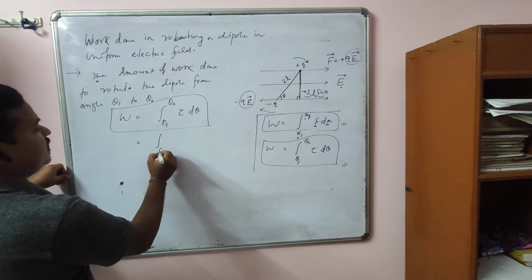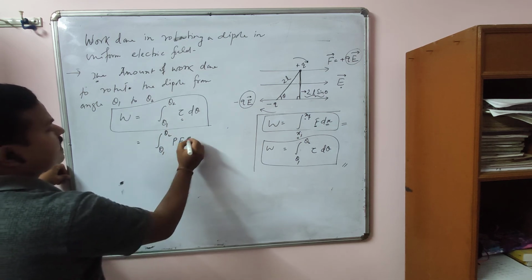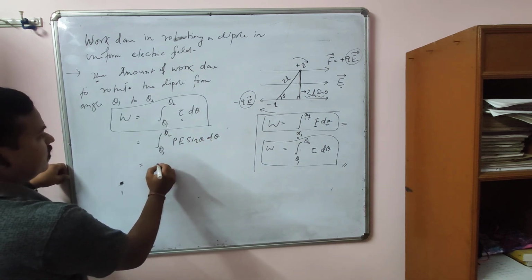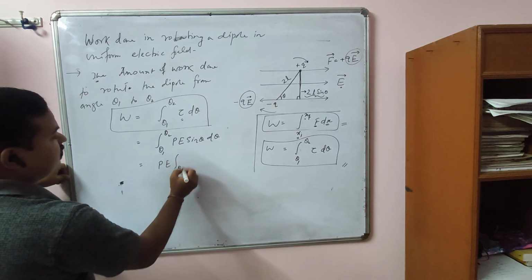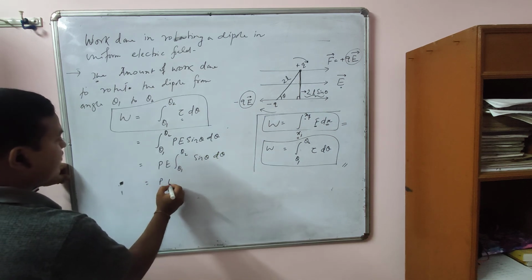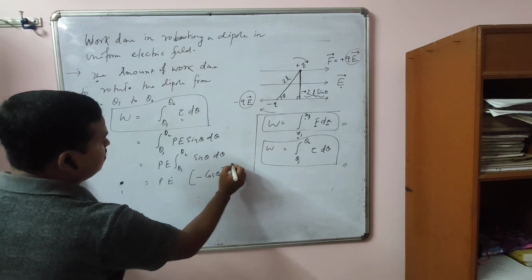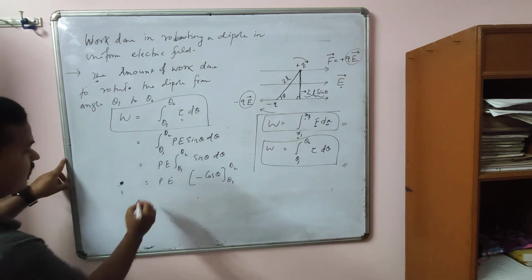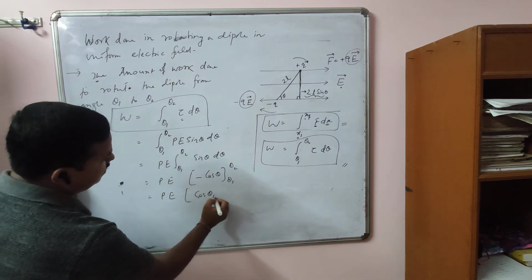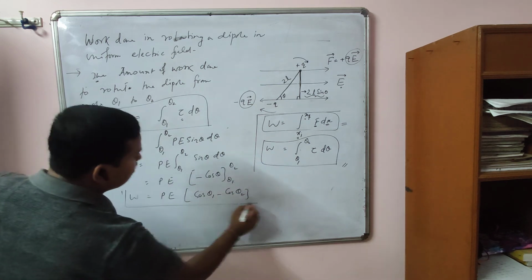The rest is simple, you just have to integrate here. Replace the value of torque. Already I have given PE sin theta d theta. So P and E you can take outside: PE integral from theta 1 to theta 2 of sin theta d theta. So the integration of sin theta is what? Minus cos theta, from theta 1 to theta 2. So you see, PE, you put the limits, it will be cos theta 1 minus cos theta 2.